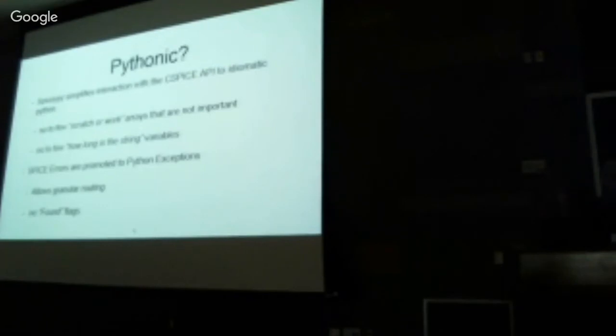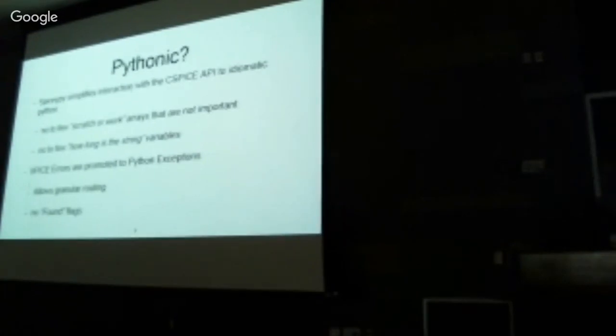So I mentioned a few slides ago Pythonic, and what does that really mean? Actually, the CSPICE API is not very Pythonic. In the CSPICE API, you'll see places where they ask you how long a string this function needs to return, or how long the input is that you're giving, or for a scratch array to do some work. I go ahead and take care of all of that for you. It doesn't really make sense in Python to do that. You can do that all at runtime.